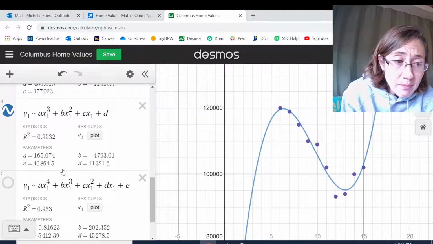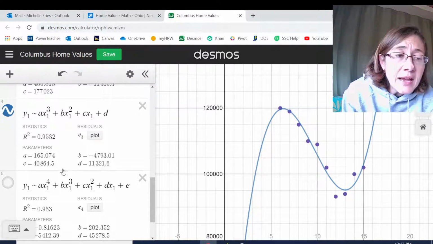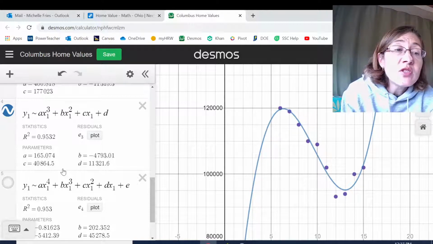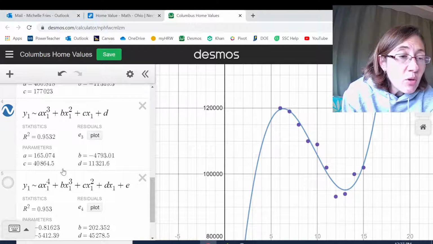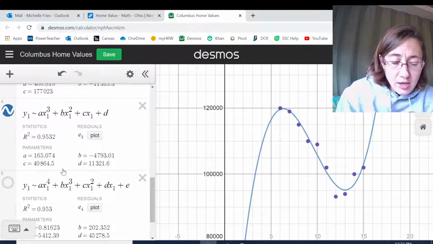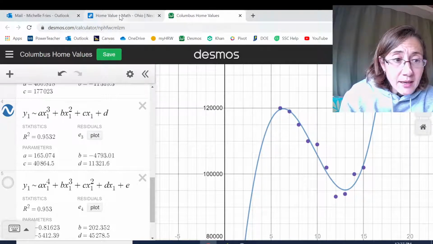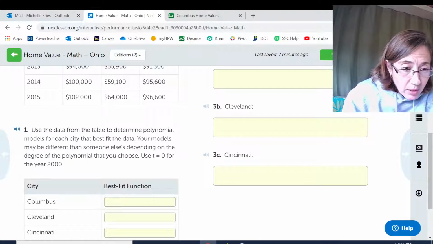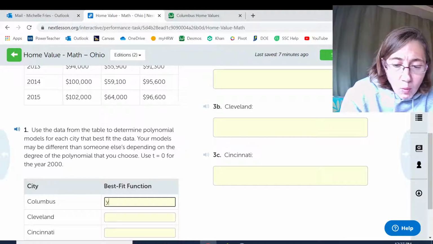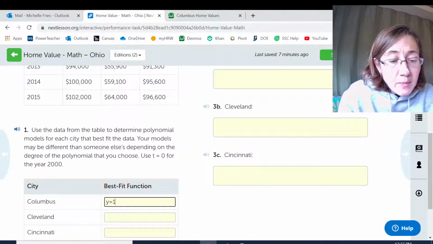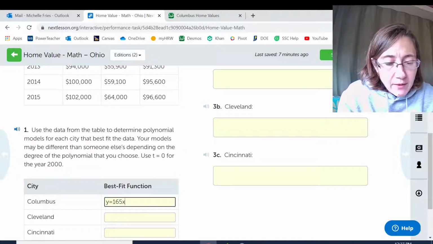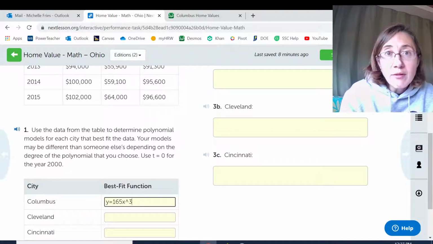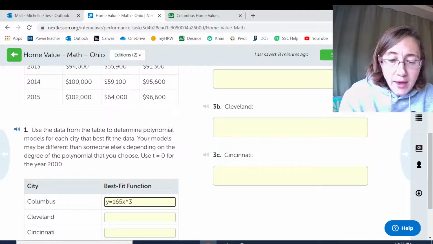The computer is telling me what a, b, c, and d should be. So a is the number 165. So when I write my equation over here on next lesson, that's what I'm going to put. For Columbus, I'm going to put y equals, and I'm going to put the 165 in front of my x cubed. Okay, so that's how you're going to type that.